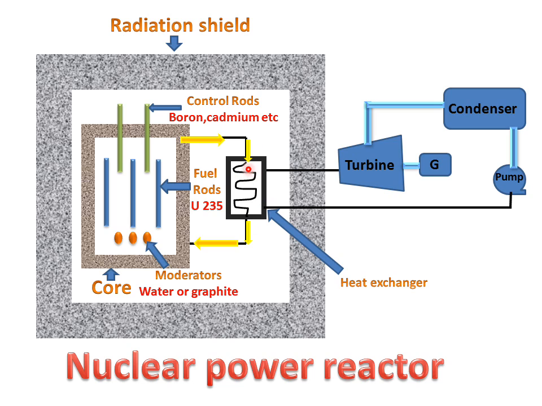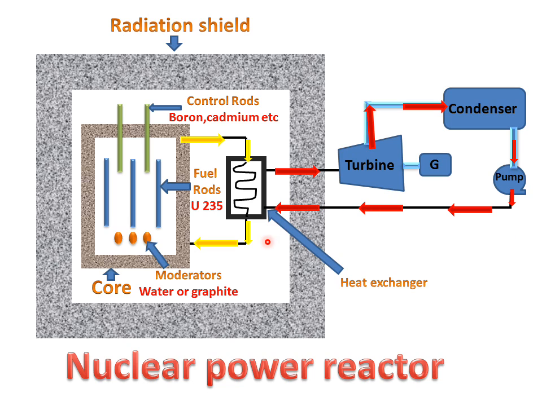The water which is heated and converted into steam will go to the turbine. After working on the turbine, it will go to the condenser, then it will go to the pump, and the pump will supply it to the heat exchanger again.